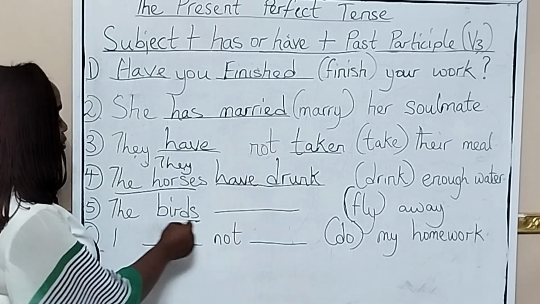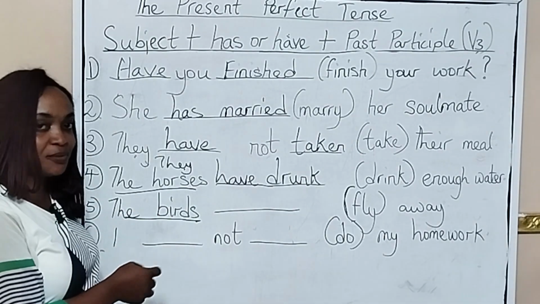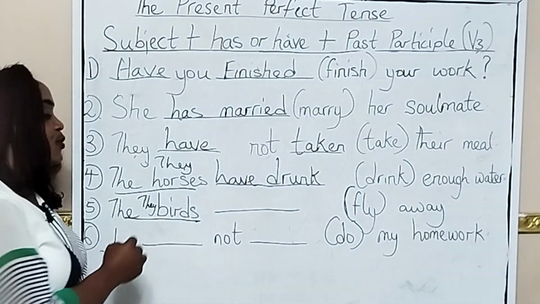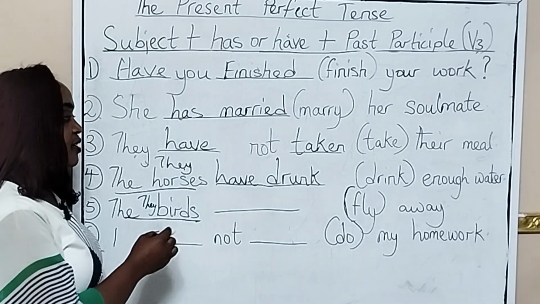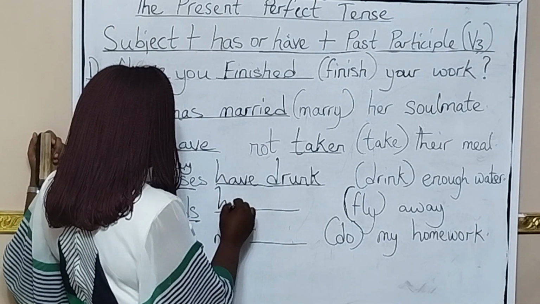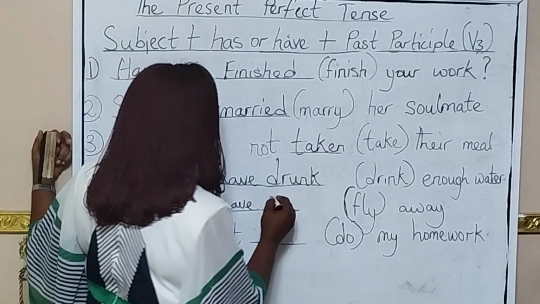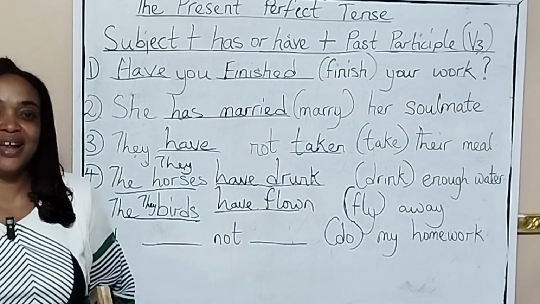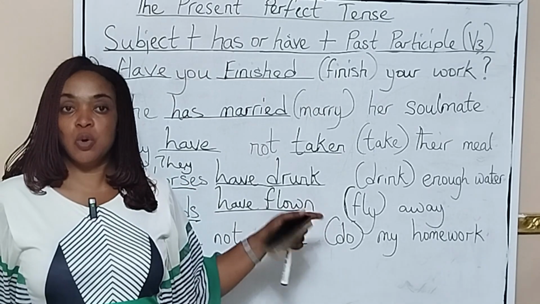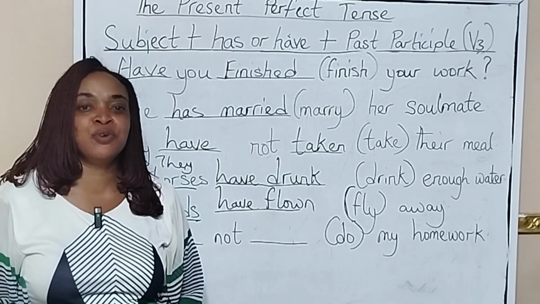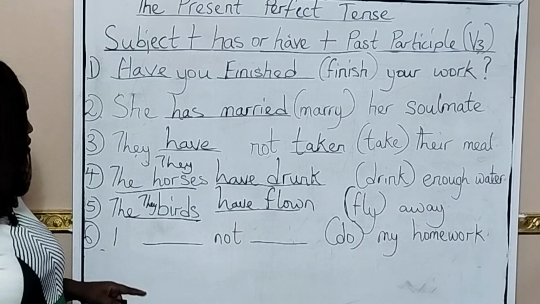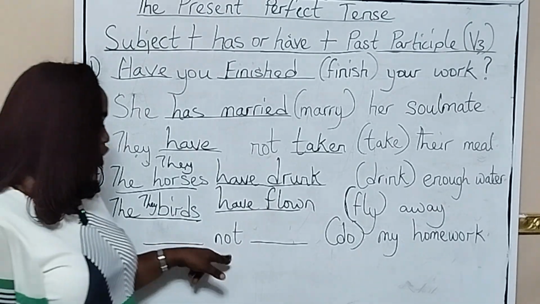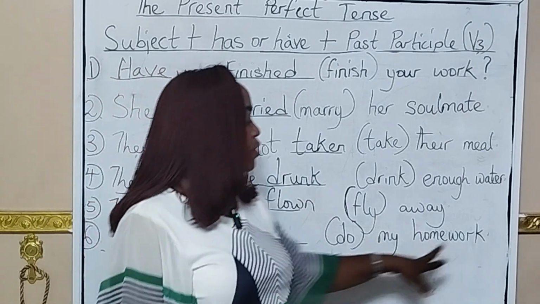All right. Number 5, the birds. If we are to replace the birds again with a pronoun, which is the subject, we'll say they because it's more than one. So, the birds have flown. That is the V3 of the verb fly. The birds have flown away. That's the correct thing to say. Number 6, which is the last but not the least. There is a gap, not, another gap, do my homework.